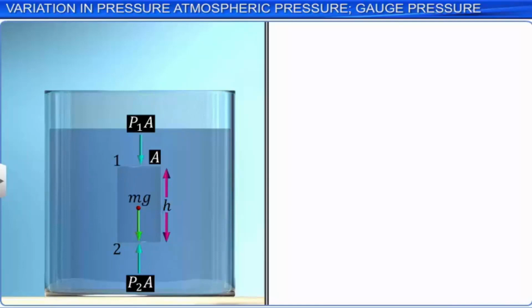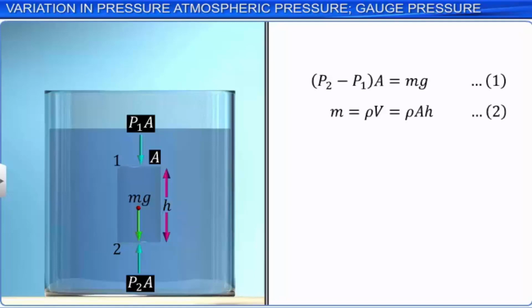But the mass of the cylinder is equal to the product of its density, ρ, and its volume, V, or the product of its density, ρ, area of its base, A, and its height, h. Substituting equation 2 in equation 1, we get P2 minus P1 is equal to ρgh. Thus, the pressure exerted by a liquid column of height h is independent of area of cross-section.